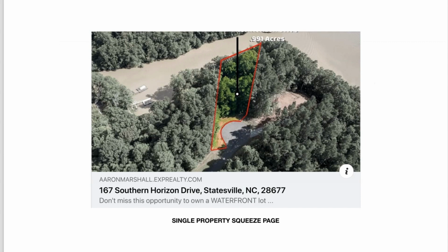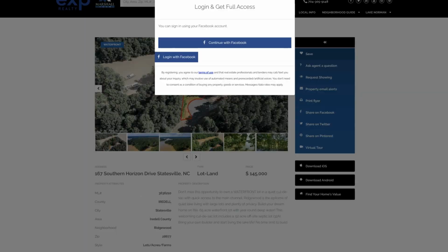And this is what a single property squeeze page post would look like in Facebook. It's going to pull the primary image here for the photo, and it is going to display the address. And if someone were to click on that single property squeeze page link, you'll see that they'll be immediately prompted to log in to get full access.